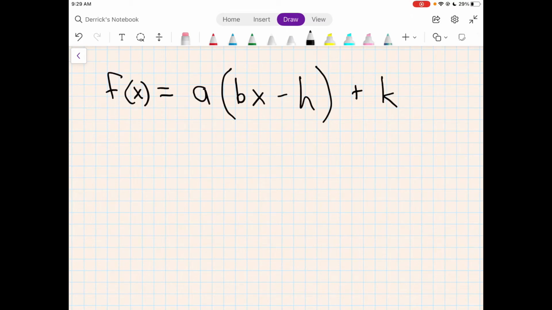Stretches or compressions. Now depending on whether that number is in the A or B spot depends on whether we consider it a vertical or horizontal stretch or compression. If it's in the A spot, then it's going to be representing a vertical stretch or a vertical compression.